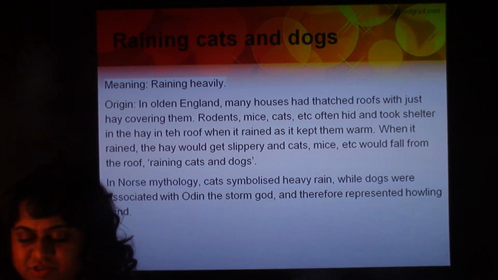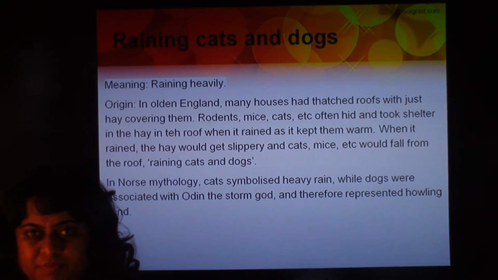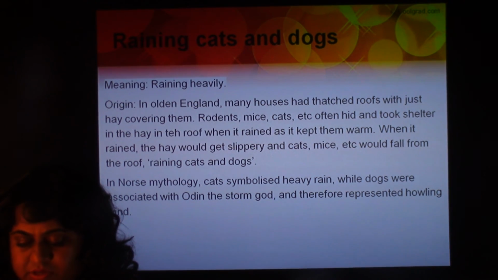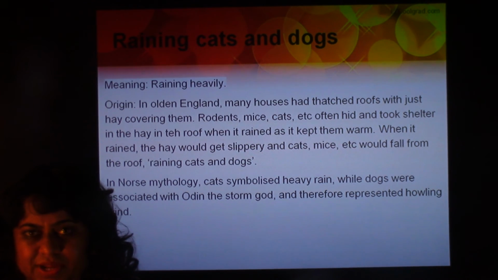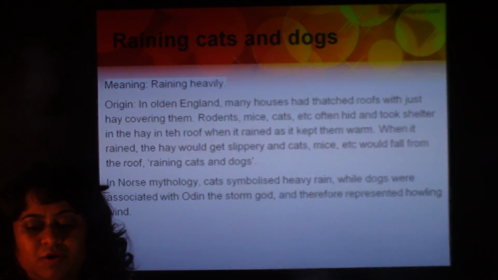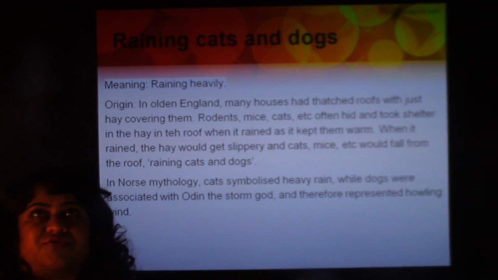So in Norse mythology, the cats symbolized heavy rain, while dogs were associated with Odin, the storm god. So it represented howling wind. So raining cats and dogs probably originated from either of these two sources. It's probably because all these animals would fall, and that's what they said, oh my god, it's raining cats and dogs.